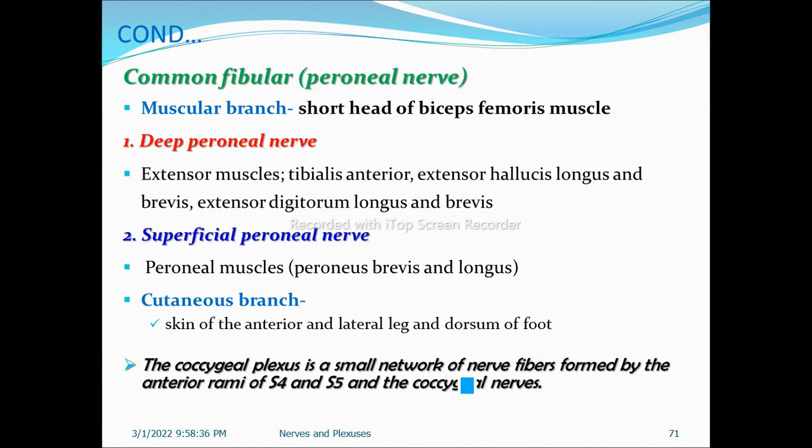The skin of the anterior and lateral leg and the dorsum of the foot is supplied by the cutaneous branch. So this is about the common fibular, or peroneal, nerve.